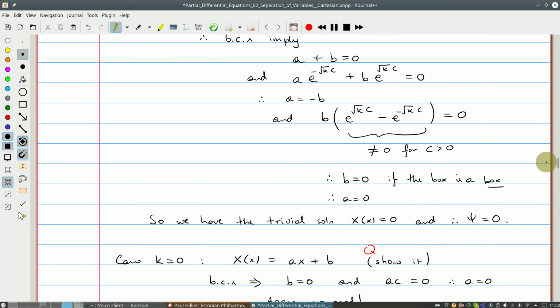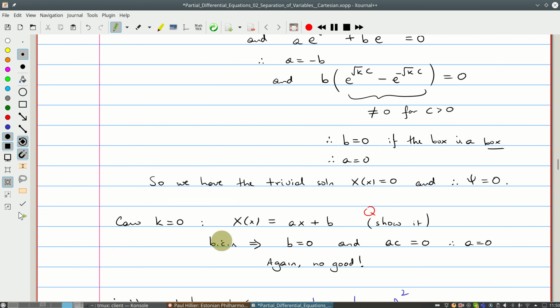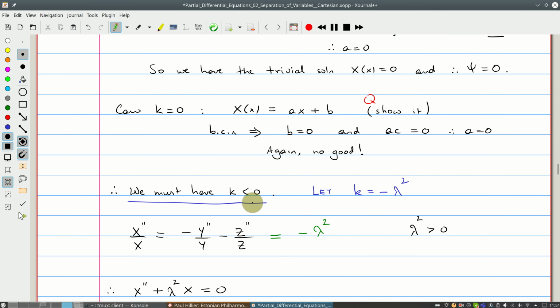Alright, so we can't have k greater than 0 because we can't satisfy the boundary conditions along x. So can k be equal to 0? Well, if k is equal to 0, then the solution is that X is equal to ax plus b. Please show this. Now the boundary conditions again require that b is 0 and a times c is 0, or a is 0. Again, it's no good, because in both these cases what the boundary conditions have said is that if k is greater than 0 or k is equal to 0, then the function capital X is 0. That's the trivial solution to the equation, and we're not interested in that. We want a non-trivial solution, which means that we must have k is less than 0.